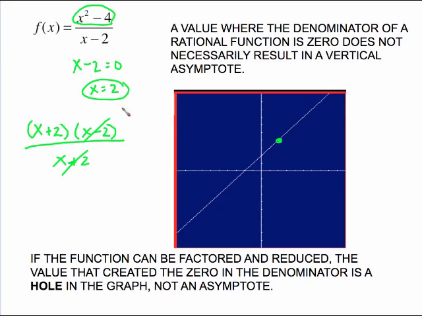Check out the numerators. Most of the numerators in our book do not factor, and this won't be an issue, but in some other books and when you move into calculus, you will have the situation where the numerator factors and does some canceling with the denominator. So here's the rule. If the function can be factored and reduced, the value that created the 0 in the denominator gives us a hole in the graph, not an asymptote.